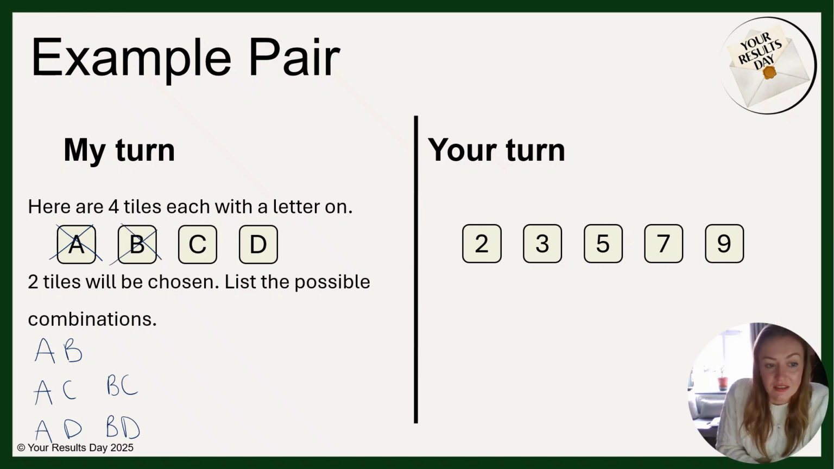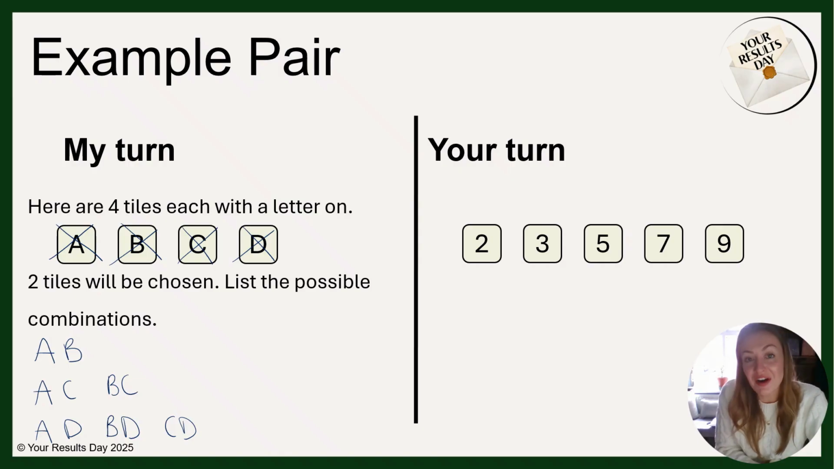Then I've got C. I don't need to go back and pair it with A, and I don't need to go back and pair it with B. But I can pair C with D, and then there's nothing left for me to pair D with. We've done them all. Now you can see this structure I've written it in.